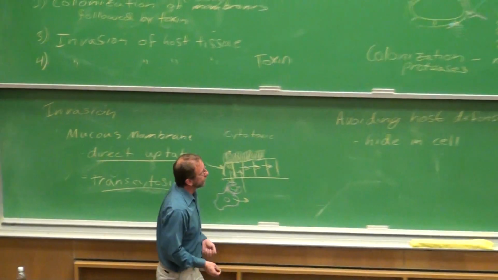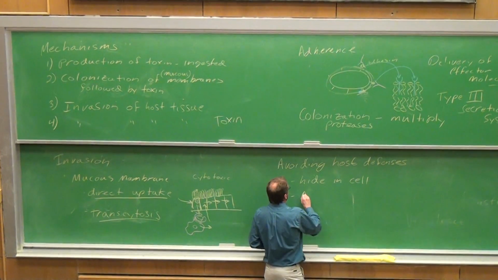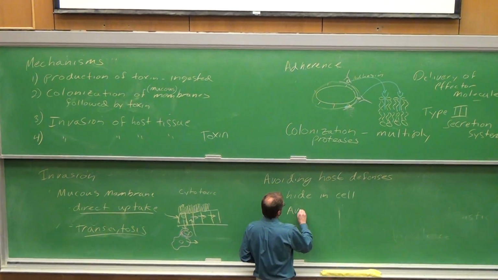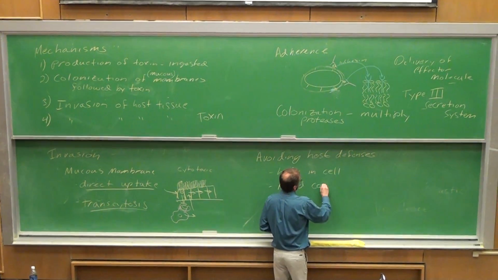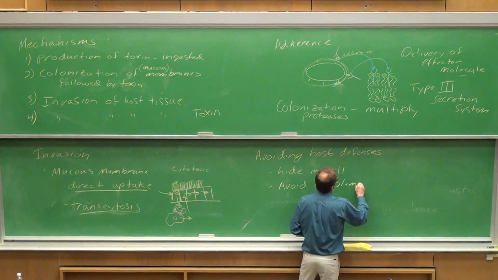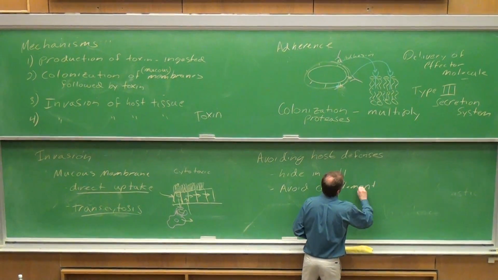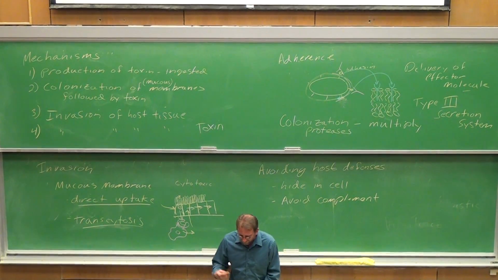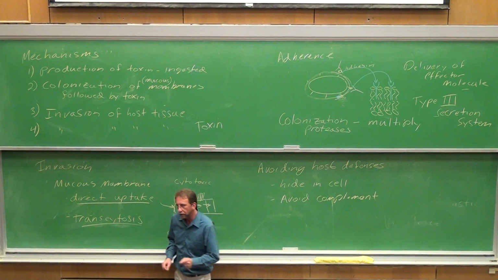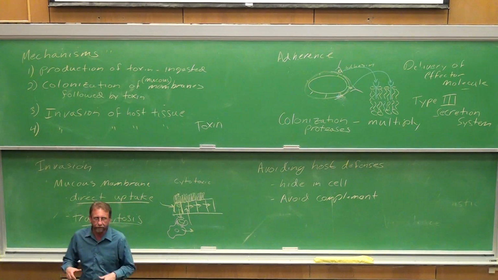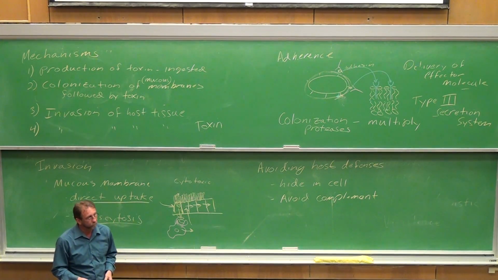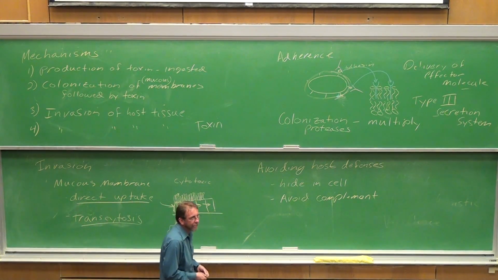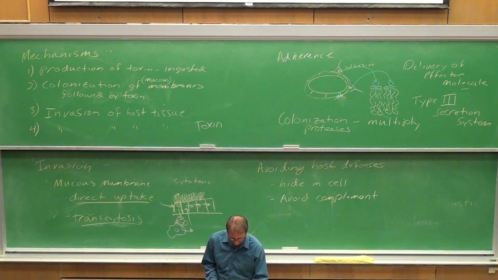So you can hide in the cell, avoid complement. We've talked about this already. You can avoid complement by shedding your pili, changing the antigens that you might have on the surface.